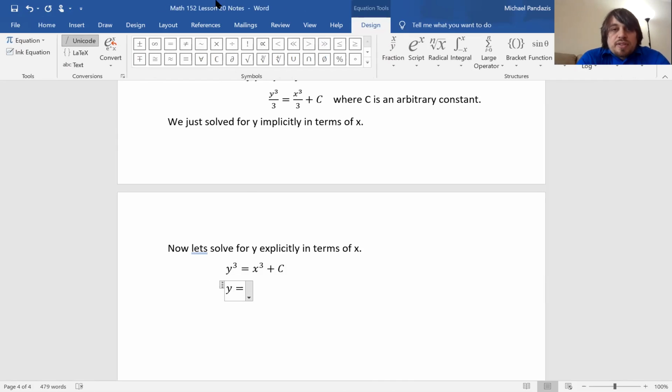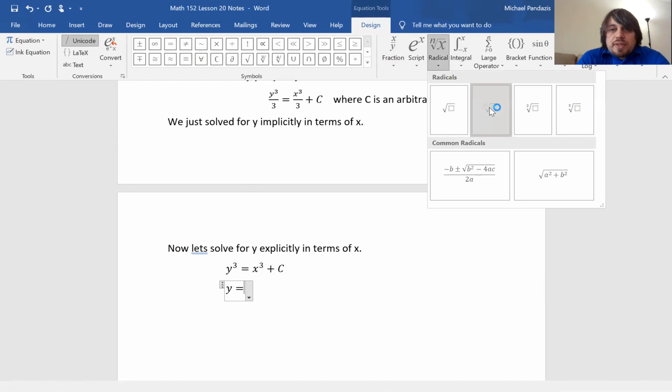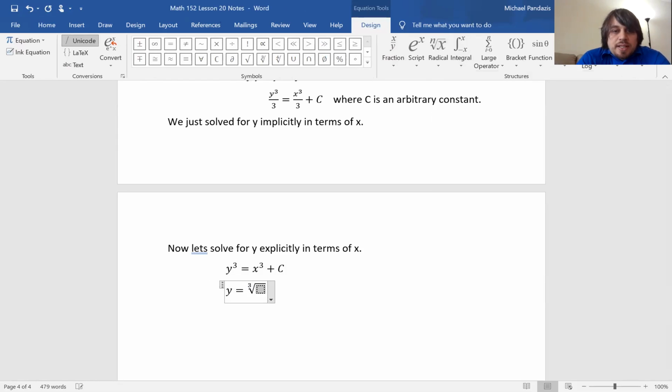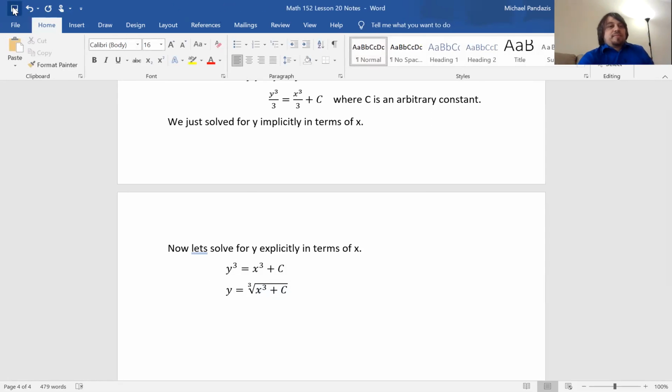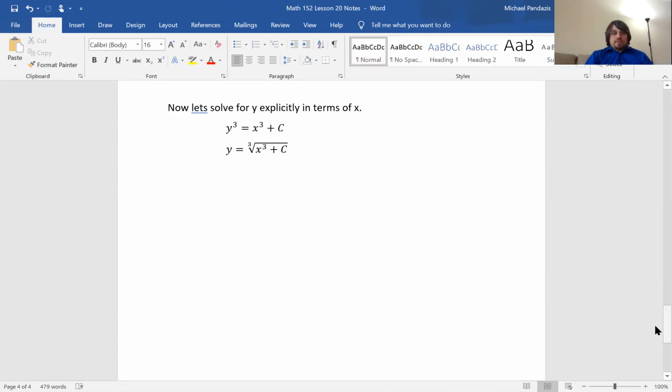So y is equal to the cube root of both sides. If you take the cube root of both sides, you then have the cube root of x cubed plus C. So y is equal to the cube root of x cubed plus C. Okay, and now we have y.